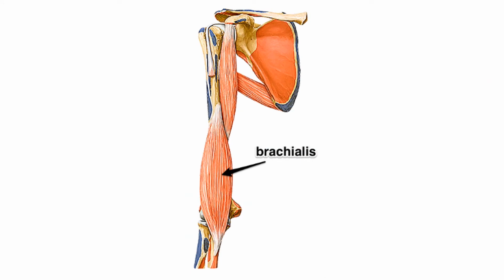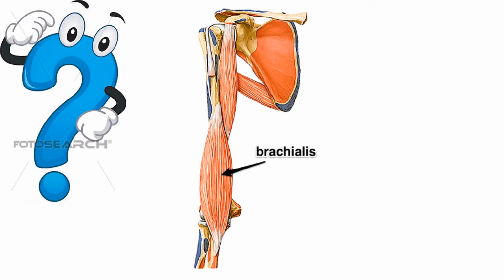Question: what is this view? This is an anterior view of the arm, and you can see a muscle called brachialis. Now, the biceps brachii has been removed, and the brachialis comes from where? It comes from the anterior part of the shaft of the humerus and inserts into the upper part of the ulna, something we will know very soon.